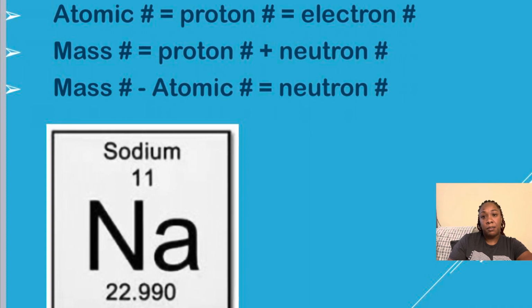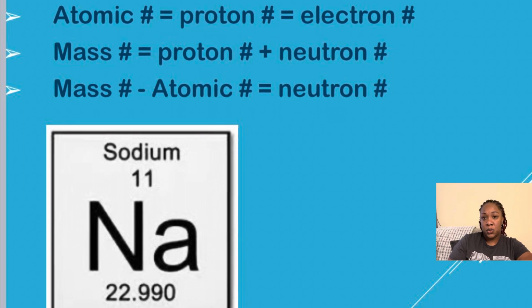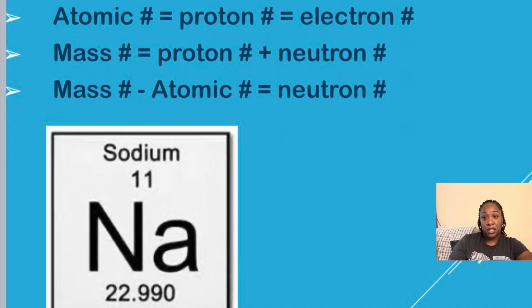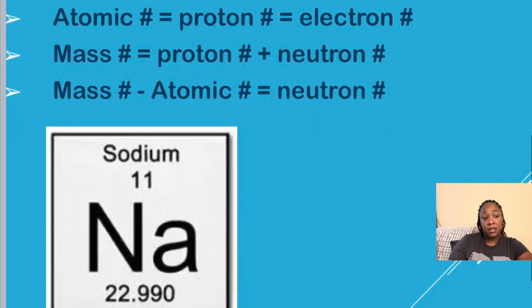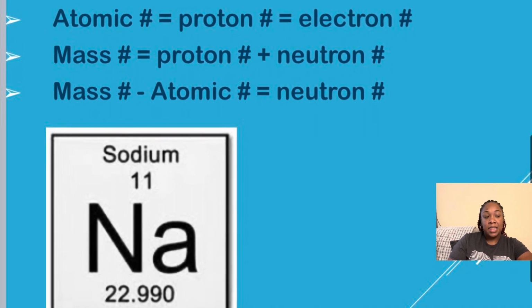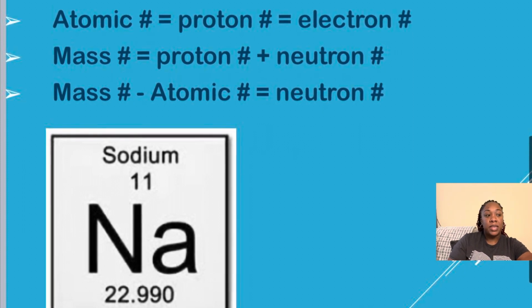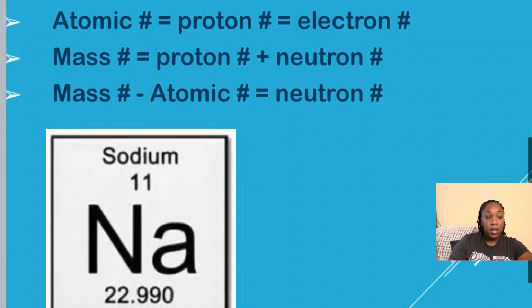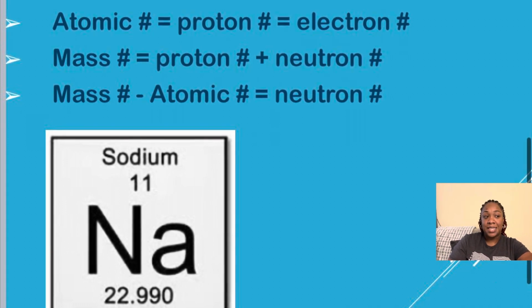Looking at sodium on the periodic table, the smaller number in the box is 11. The bigger number is 22.990. So let's round up to 23 for calculation purposes. The mass number, we said before, is the bigger number in the box. So the mass number is 23, and the atomic number, the smaller number in the box, is 11. Now, the atomic number is also equal to the proton number, which is also equal to the electron number. So the atomic number being 11 means the proton number is 11, and it also means the electron number is 11.